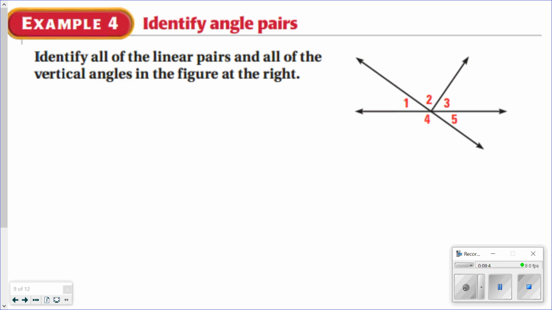Identify all the linear pairs and all the vertical angles in the figure to the right. Let's start with vertical angles. Do you see any angles that are vertical angles? There is one. We have angle 1 and angle 5. Those are vertical angles right here. They're across from each other, and they are congruent. So I'm just going to say are vertical.